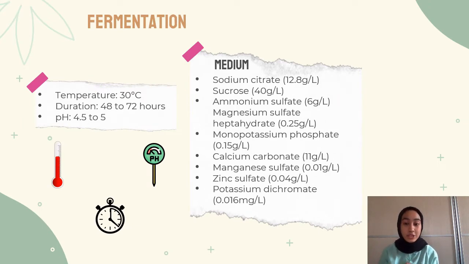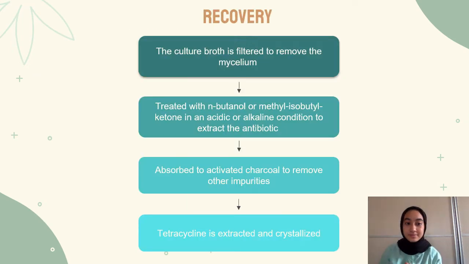Then, fermentation at a temperature of 30 degrees Celsius for 48 to 72 hours and a pH of 4.5 to 5. In the recovery step, the culture broth is filtered to remove the mycelium. It is then treated with N-butanol or methyl isobutyl ketone in an acidic or alkaline condition to extract the antibiotic. Next, it is adsorbed to activated charcoal to remove other impurities. Finally, tetracycline is extracted and crystallized.